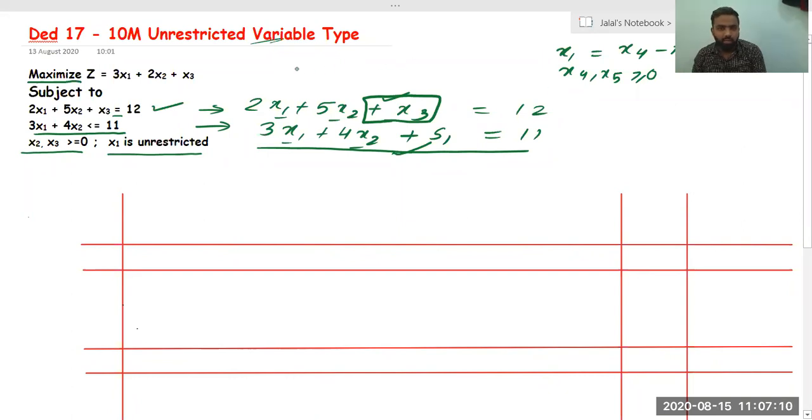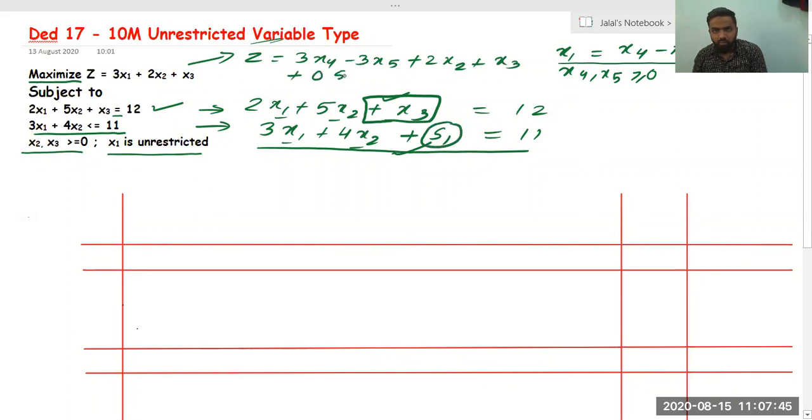Okay, so what I'm trying to do is, now since we are putting x1 is equal to x4 minus x5, z will be equal to 3 times x1, which is x4 minus x5, so 3x4 minus 3x5 plus 2x3. Remember the sequence, okay? Plus 2x2. This is the question which is with a combined case. 2x2 plus x3 plus 0s1. I hope we can see there is plus 0s1.